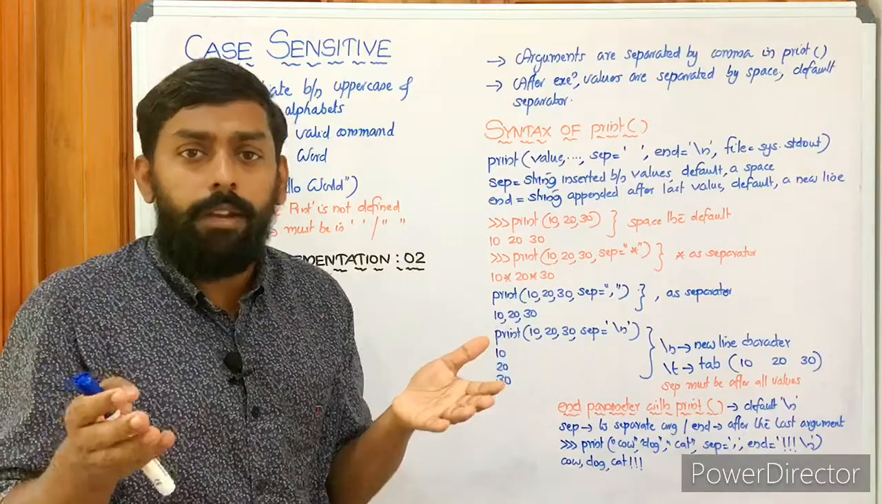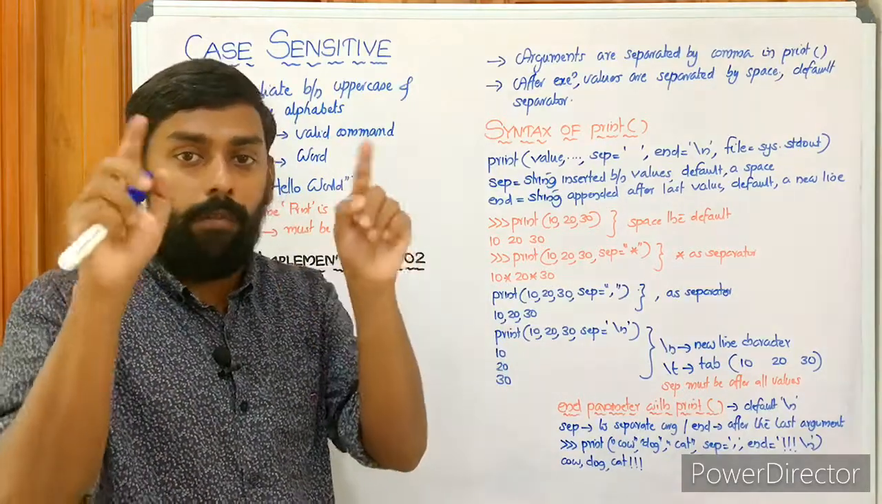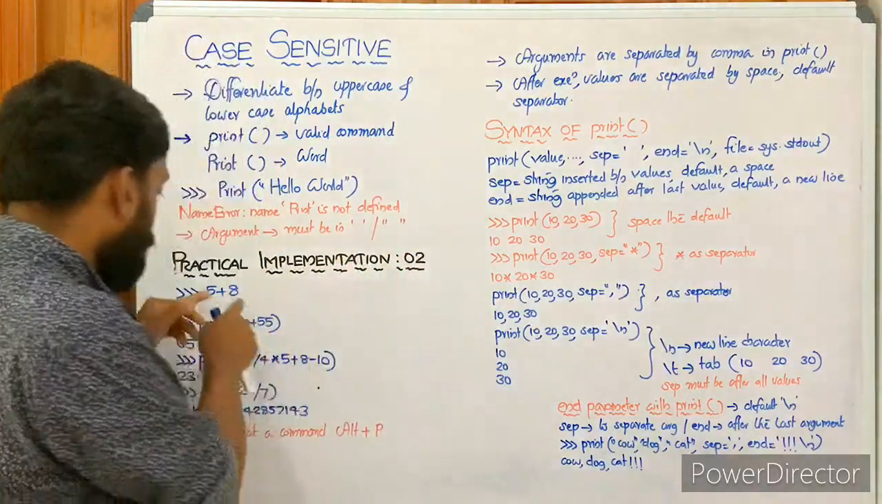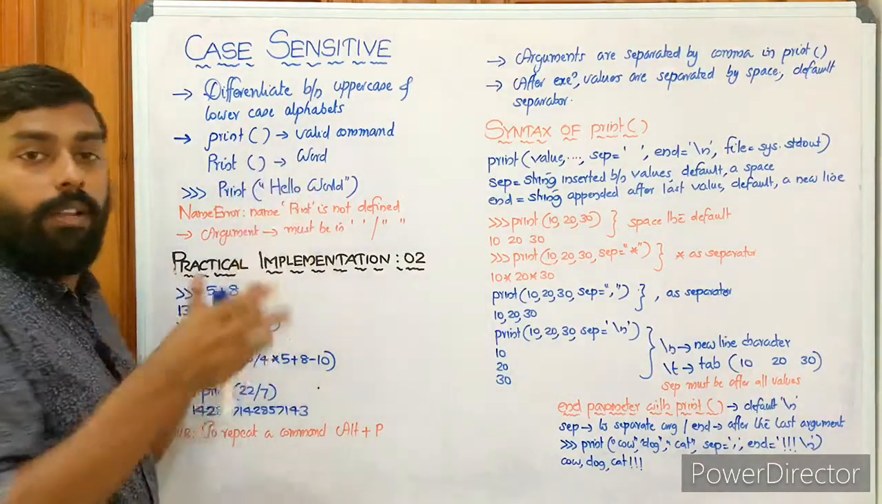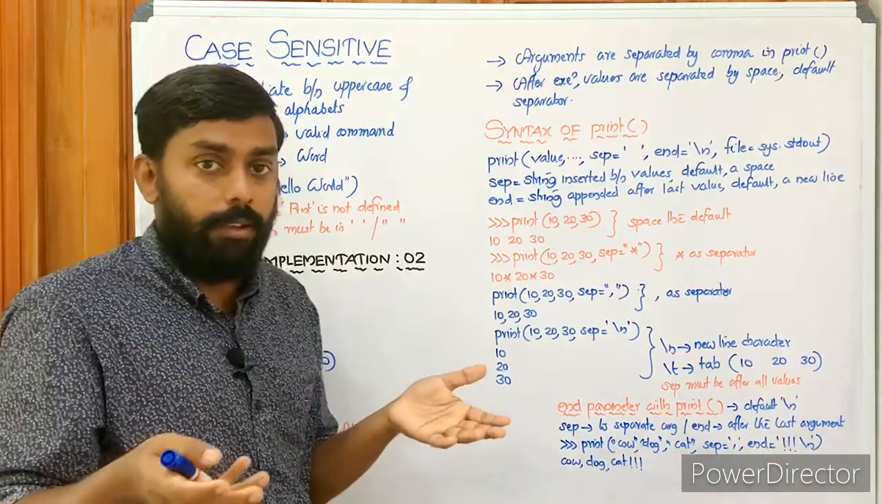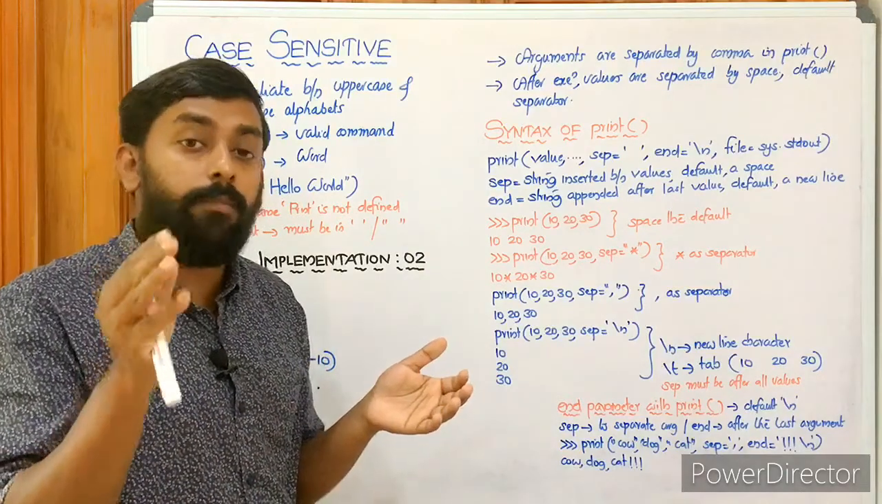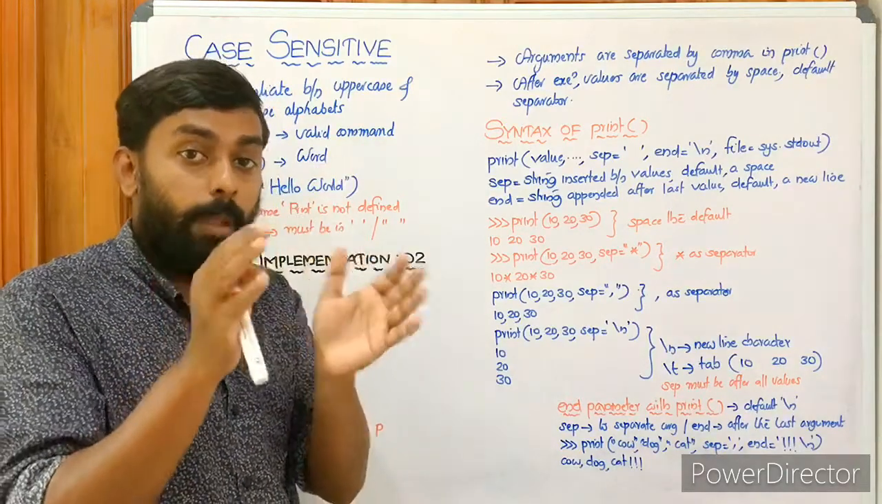You know what an argument is, right? What is an argument or parameter? The value passed inside the parenthesis. Here 10 and 55 are parameters, right? Here "hello world" is a parameter or argument. Yes, an argument is a value that is passed inside the parenthesis.